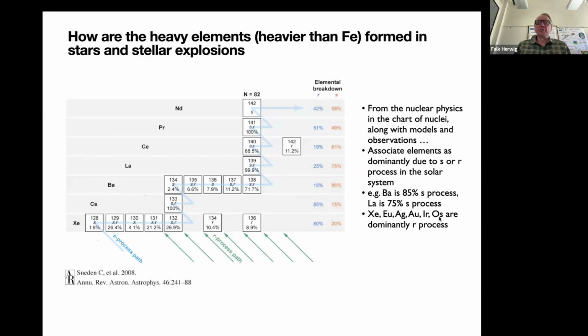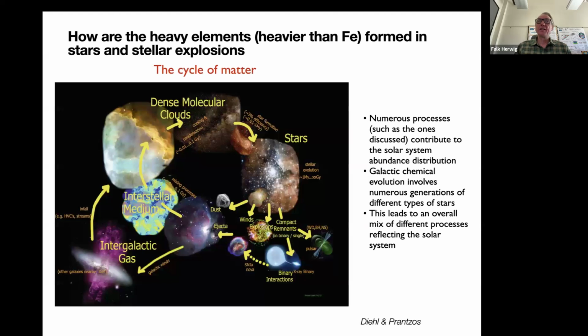Okay? So now that you understand how the heavy elements, the neutron capture elements, are made, I need to remind you of one thing. When we look at the solar system, we are really not looking at the result of one neutron star merger, one supernova. It is a total misconception that the elements are made in a supernova, that we just had a supernova blow off and the supernova makes the solar system abundance distribution. Nothing could be further from the truth.